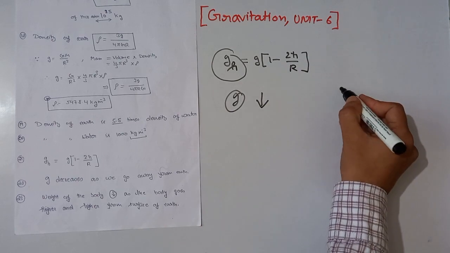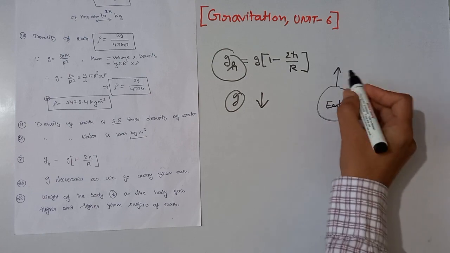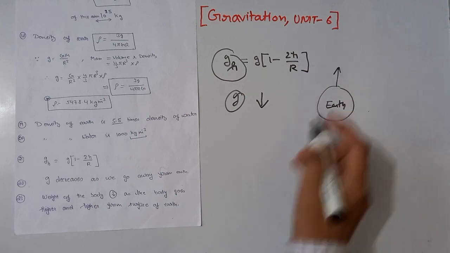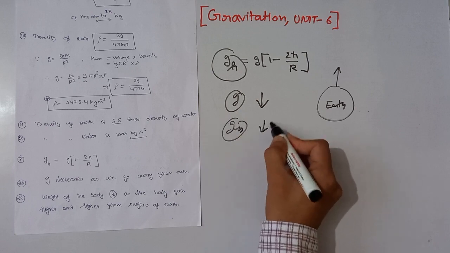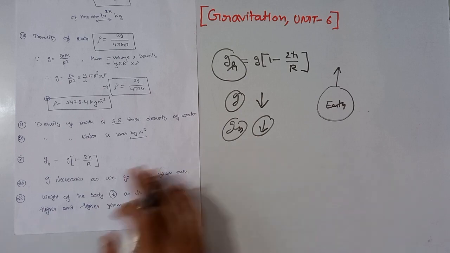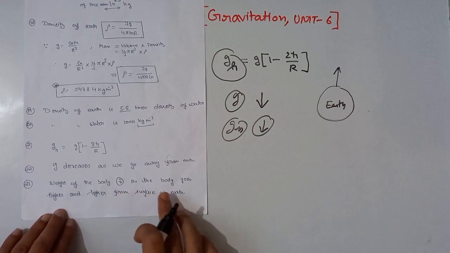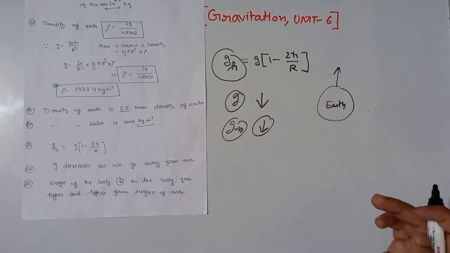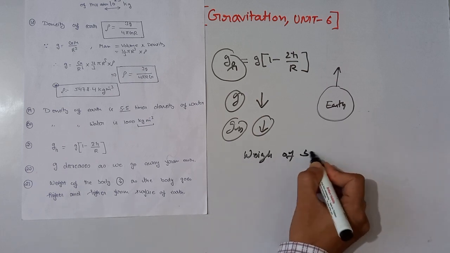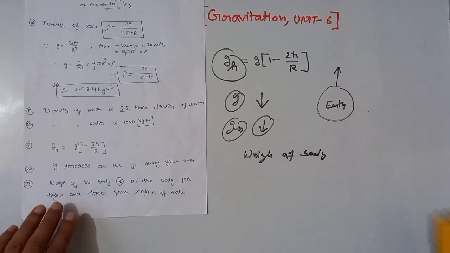What does this imply? Let this be the Earth. If we increase the height h at this point, then by increasing the height h, the value of gh always decreases. With increase in height, as we go away from the Earth, g decreases. Our next key point: the weight of a body decreases as the body goes higher and higher from the surface of the Earth. Weight of a body also decreases as we go higher and higher from the surface of Earth.